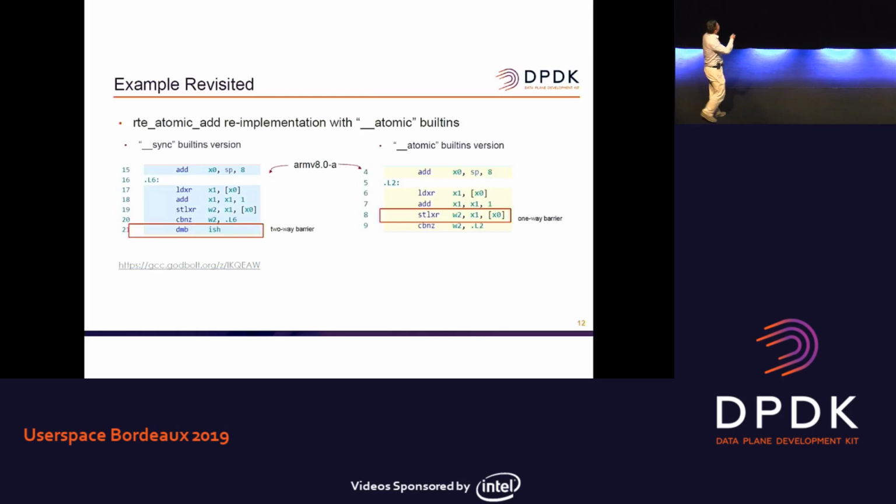The left side is implemented with sync built-in. The right side is implemented with atomic built-in, enforcing the store release barrier. If I enforce maybe relaxed ordering, this store release one-way barrier can even be replaced with no barrier. So this instruction can be removed.